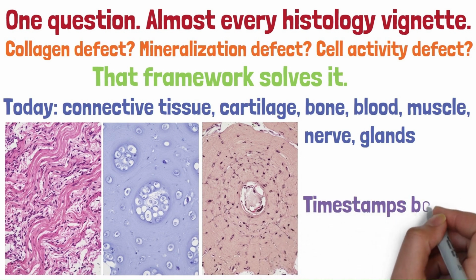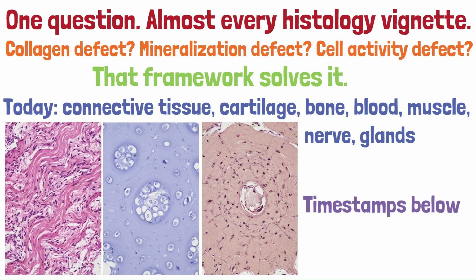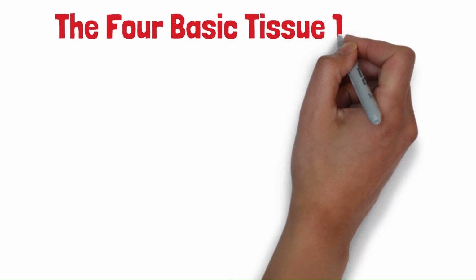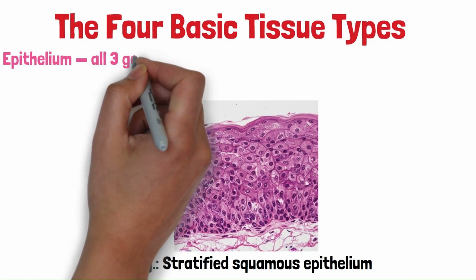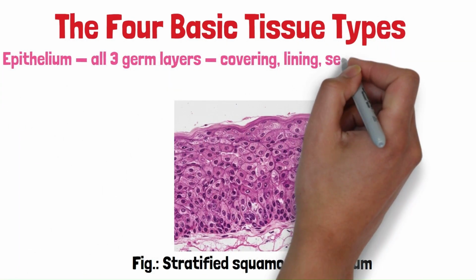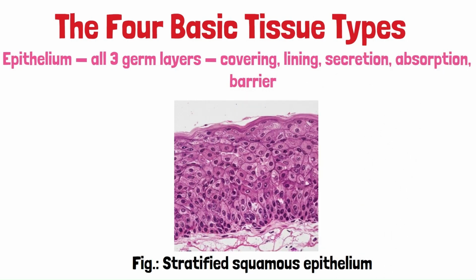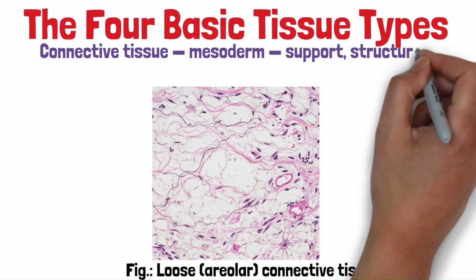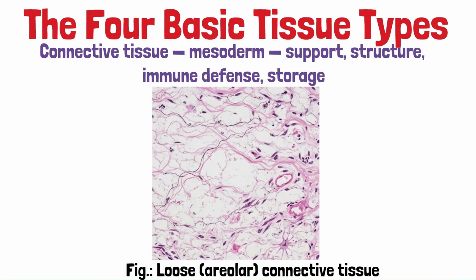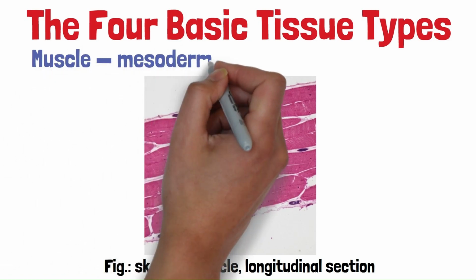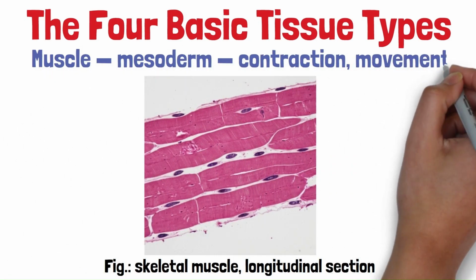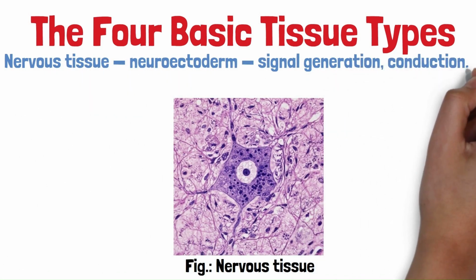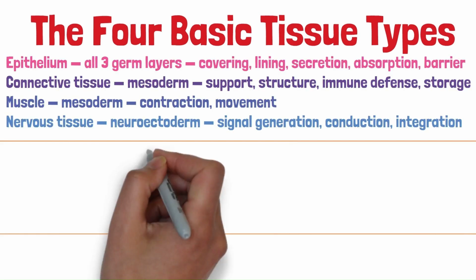The 4 basic tissue types every organ in the body is built from. Every organ in your body is really just these 4 tissues, combined in different proportions. Epithelium comes from all 3 germ layers, and it's built for covering, lining, secreting, and absorbing. Connective tissue comes from mesoderm, and it's the support structure. It also handles immune defense and nutrient storage. Muscle, also mostly mesoderm, generates force and movement. And nervous tissue, from neuroectoderm, generates and conducts signals.